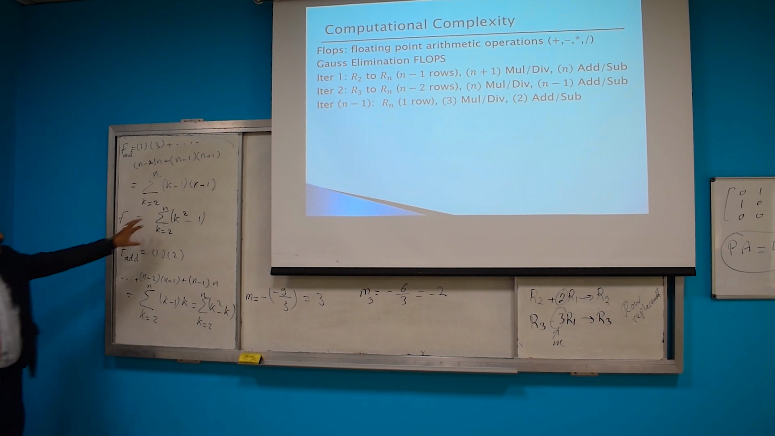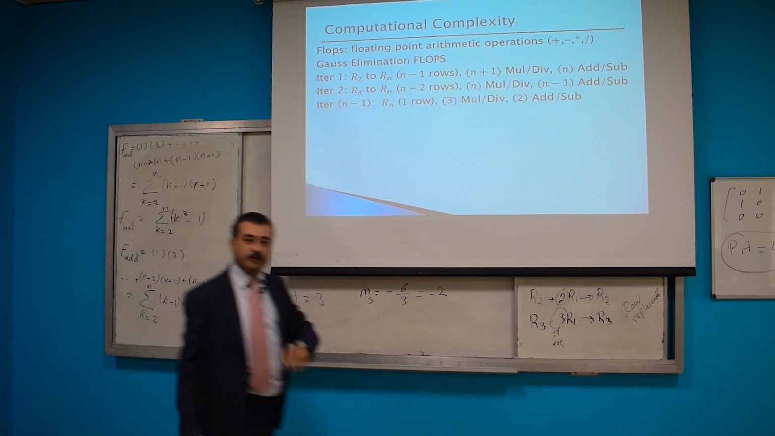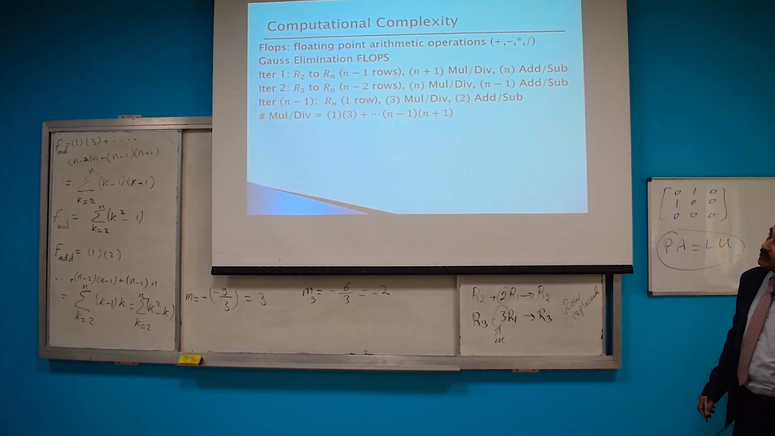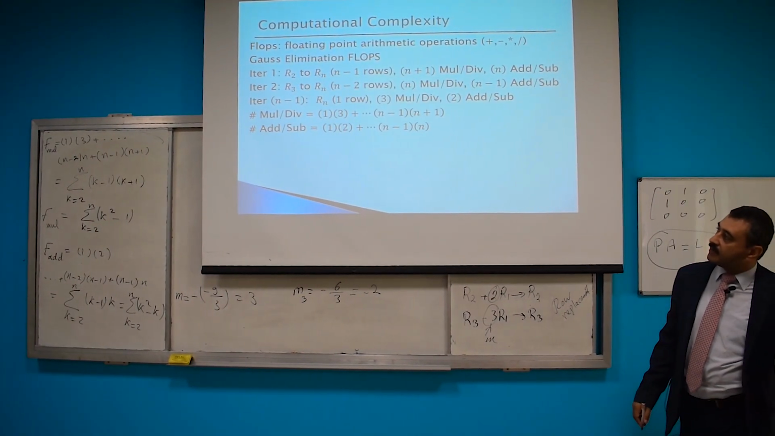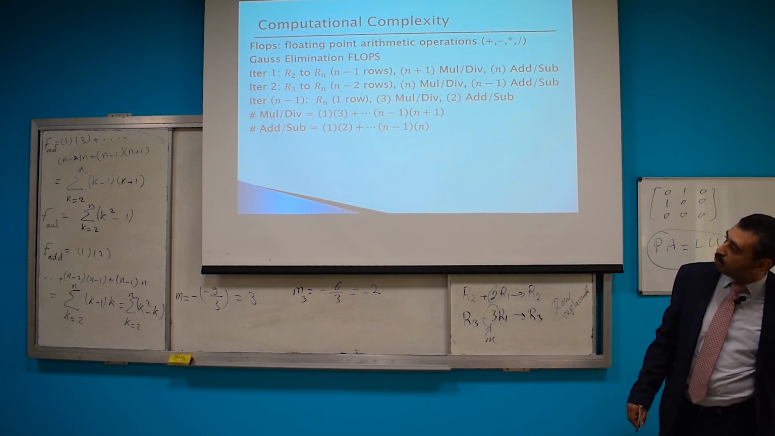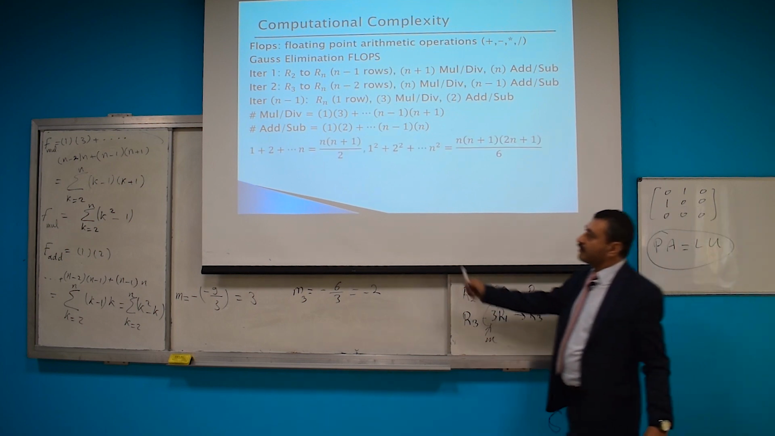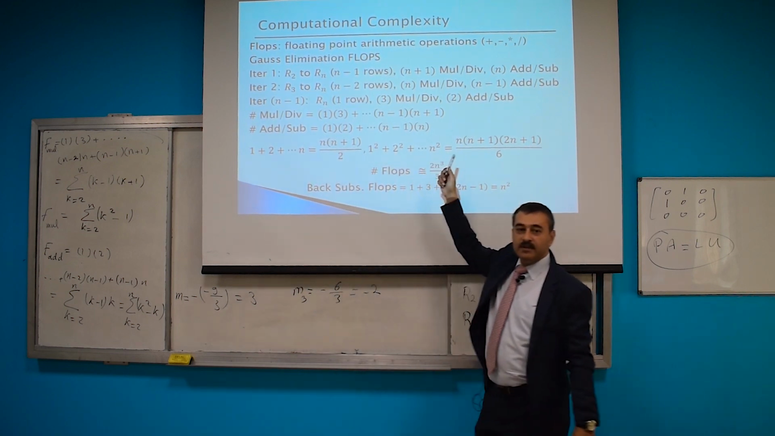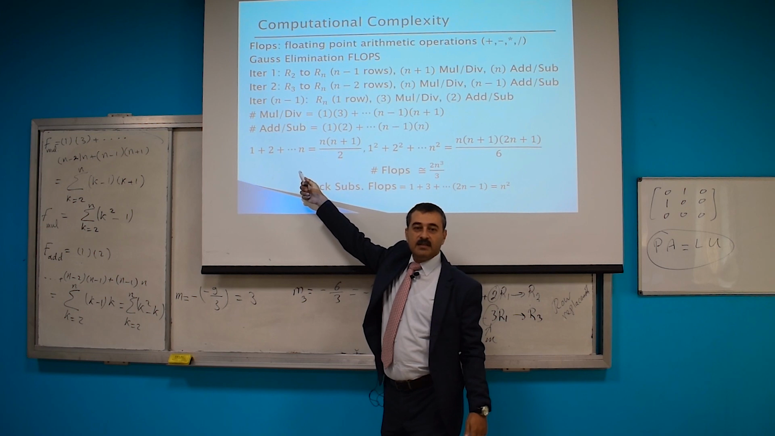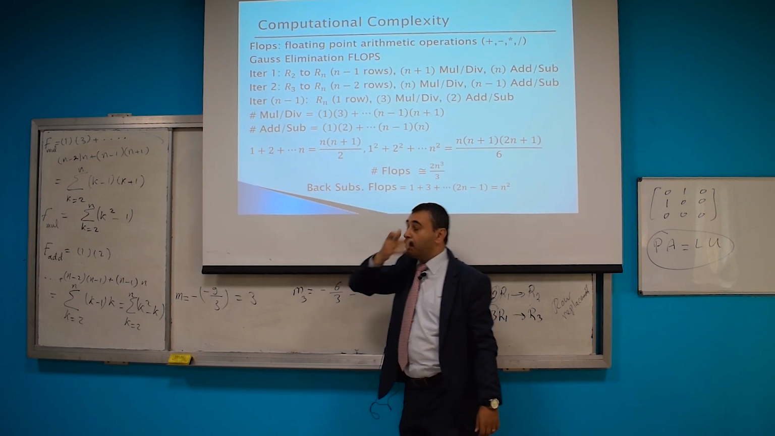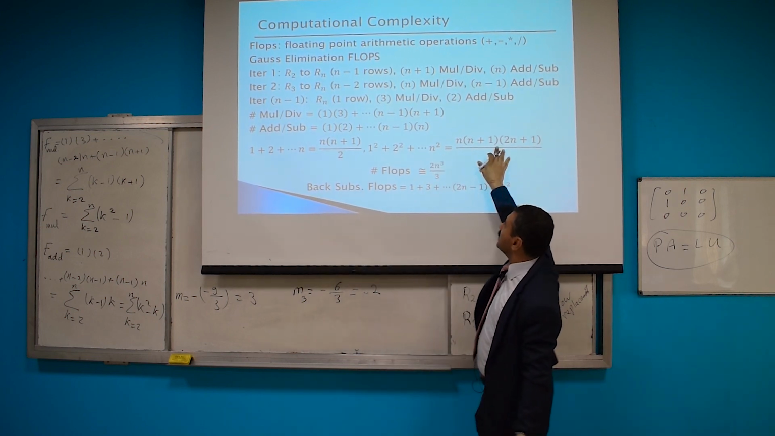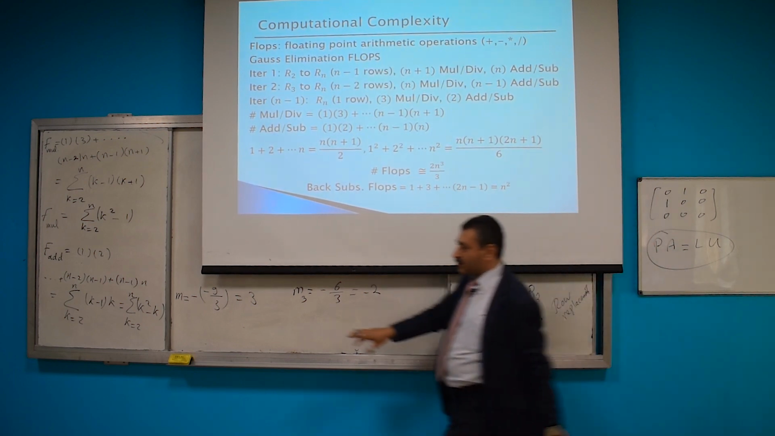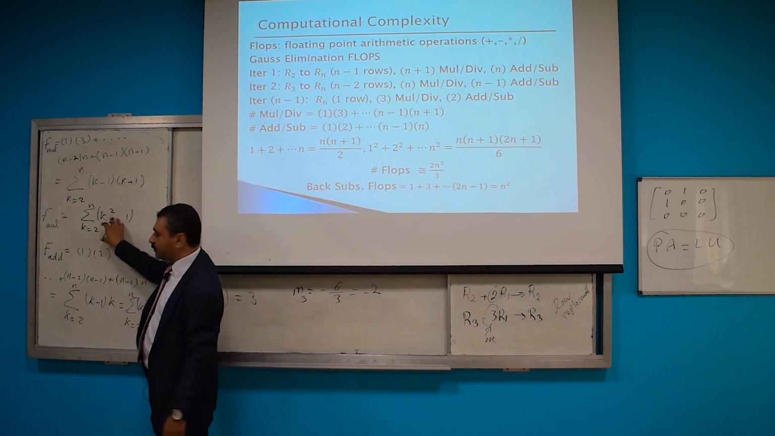So I want to find these sums to get the total number of flops. From algebra, actually, we can use these summations: summation of k and summation of k square. This is an arithmetic series, and this is its sum, and this is for the sum of squares. You will get this form. I'll leave it for you as an exercise to sum up these guys using this formula.